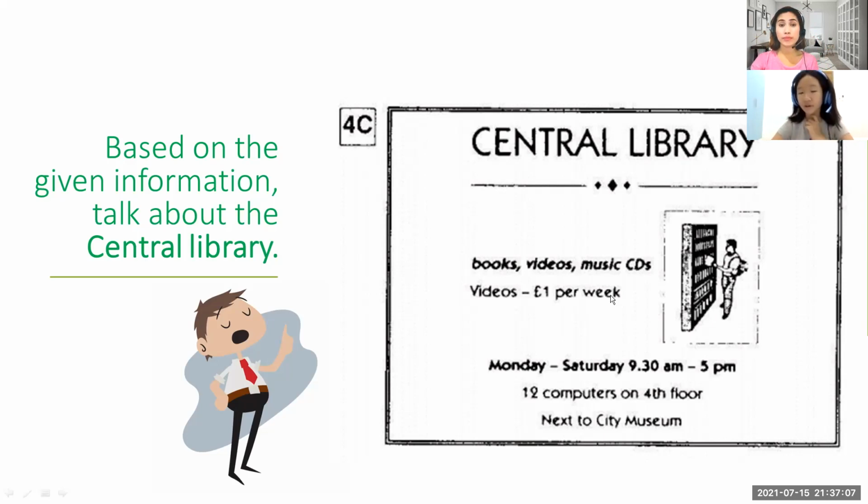Teacher, what's perm? What is it? Perm, one pass per week. It means you have to pay £1 per week so you can watch the videos. So it means you pay once a week. £1 per week or once a week. You pay once, you can use it the whole week.